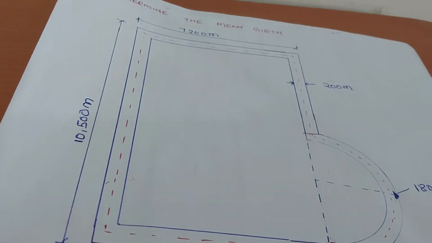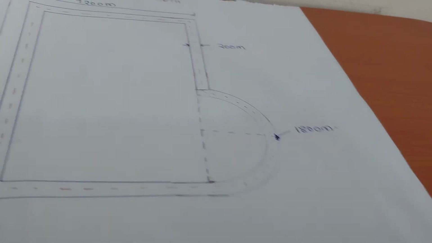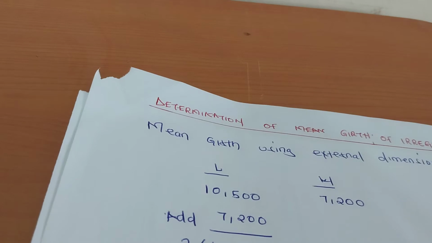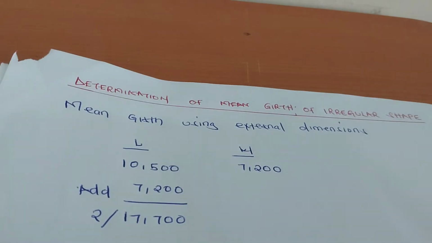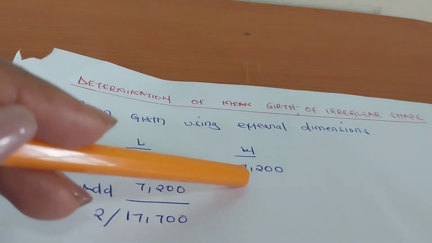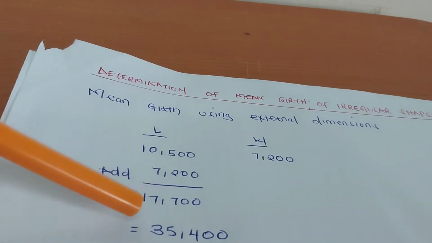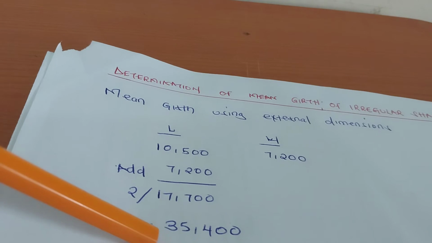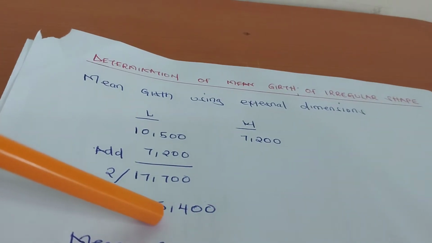In this case, we are going to use the external dimensions which we are given, that is from wall to wall. So we start by finding the length and the width of that wall. The length, as you have seen, is 10,500, and then we have the width, which is 7,200. So we add the two and then we multiply by 2 for us to be able to find the perimeter. So our perimeter is 35,400.